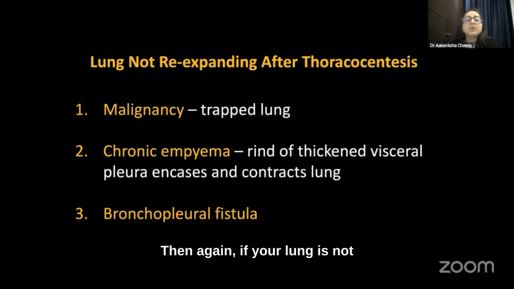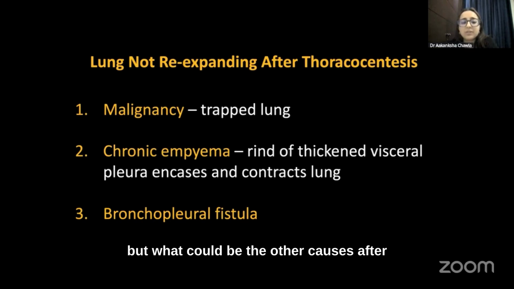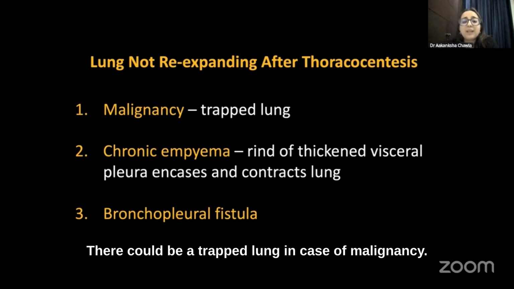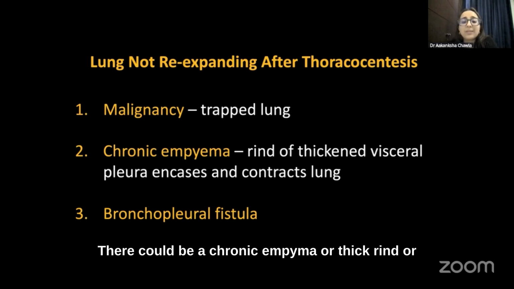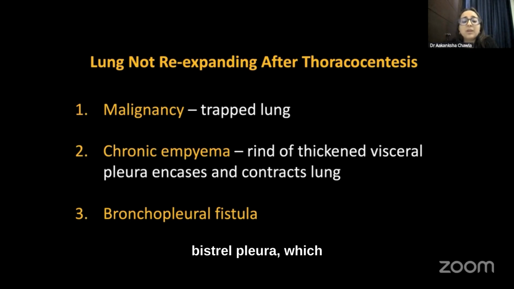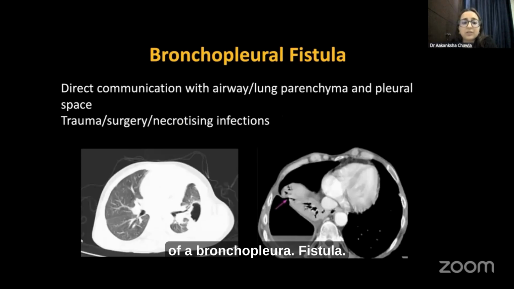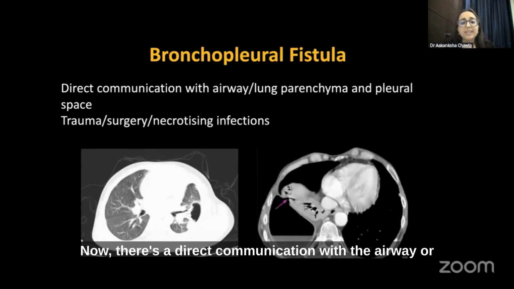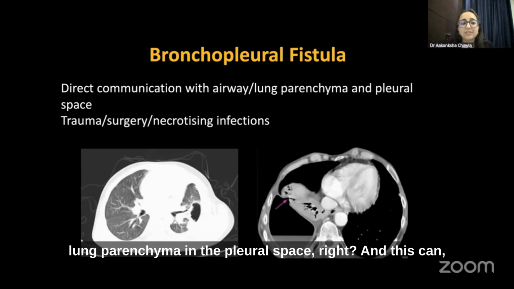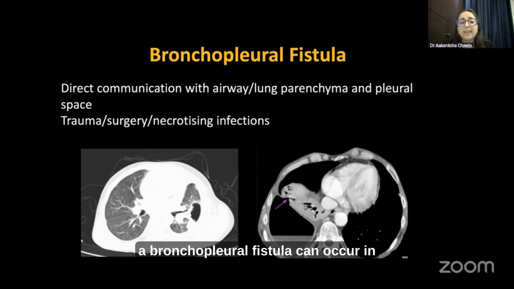Then again, if your lung is not re-expanding after thoracocentesis, what could be the causes? We've talked about decortication earlier, but what could be the other causes? There could be a trapped lung in case of malignancy. There could be a chronic empyema, a thick rind of visceral pleura, which encases and contracts the lung, or the presence of a bronchopleural fistula. Now, there's a direct communication between the airway or lung parenchyma and the pleural space, right? And this bronchopleural fistula can occur in cases of trauma, surgery, or even necrotizing infections, as you can see in both these CT cuts.